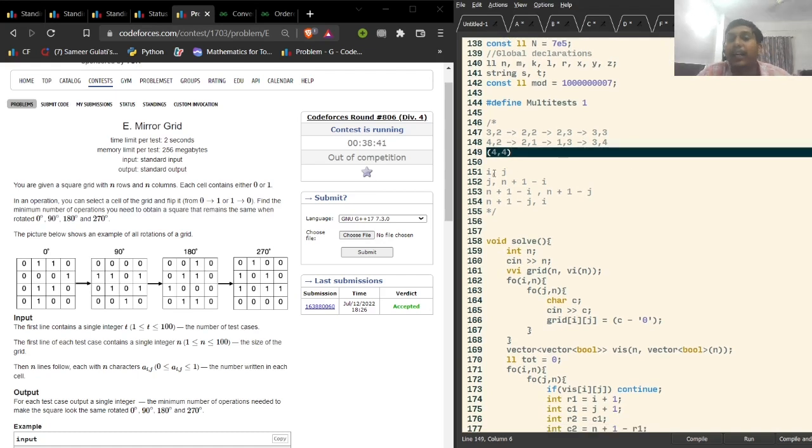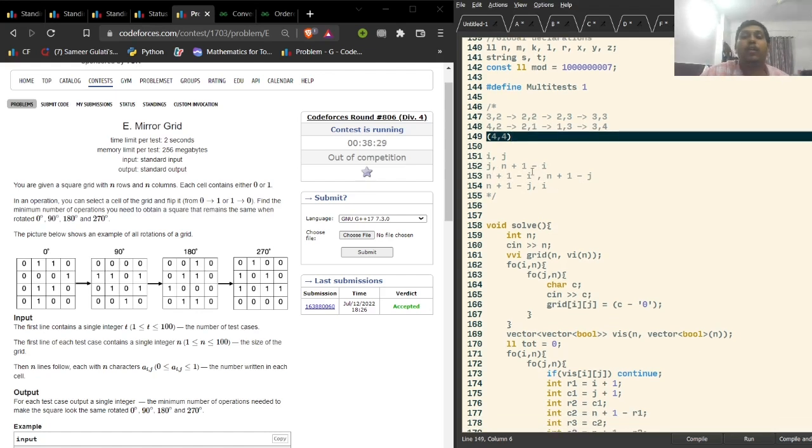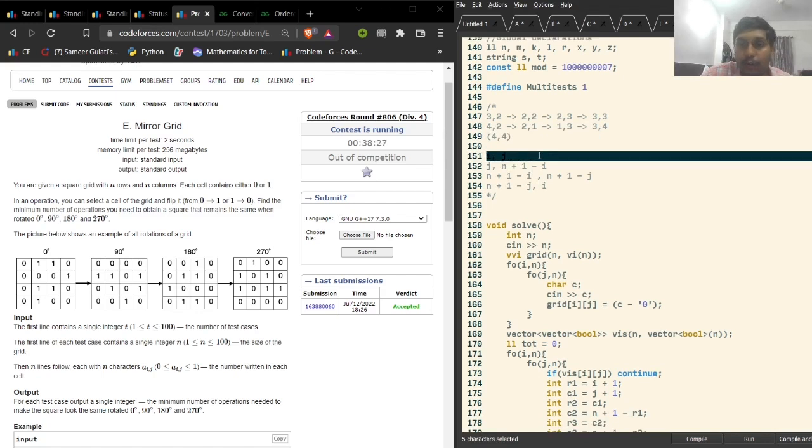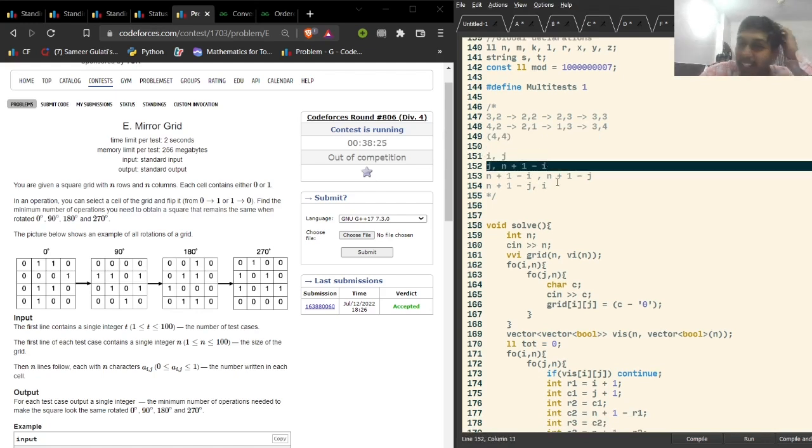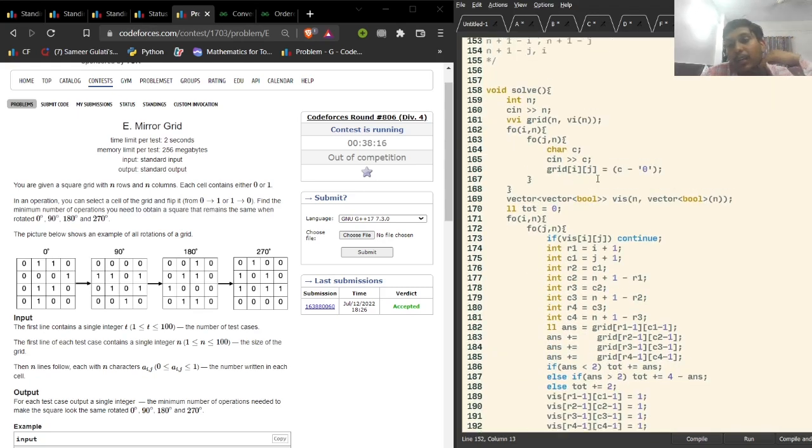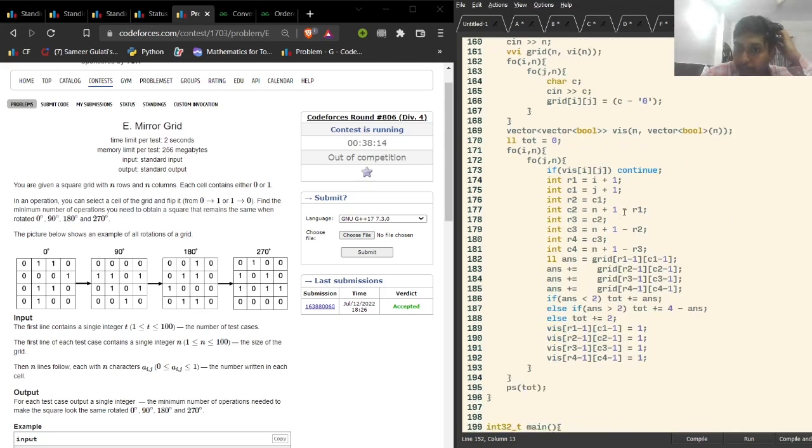So you would understand that (i, j) goes to (j, n+1-i), that goes to (n+1-i, n+1-j), and that goes to (n+1-j, i). Actually I didn't even need to calculate all of this. Once I go 90 degrees, I just have to realize that 180 degrees is just rotating 90 degrees another 90 degrees, and 270 degrees is just rotating 180 degrees by another 90 degrees. I could have simply calculated it. I did not need to do all of this mess.